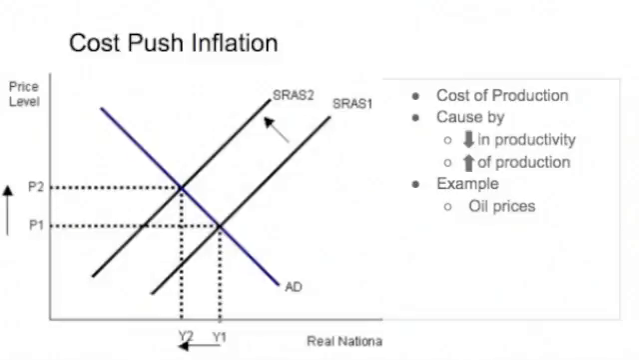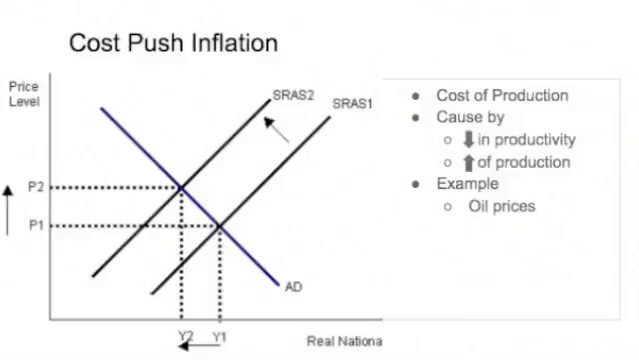It happens when the cost of production of a nation's firms increases. The main determinants are the decrease in productivity of a nation's resources and the increase of cost of production. A way this can happen is with oil prices. It is a factor of production, so when the price increases, it causes a shift, which then causes inflation.